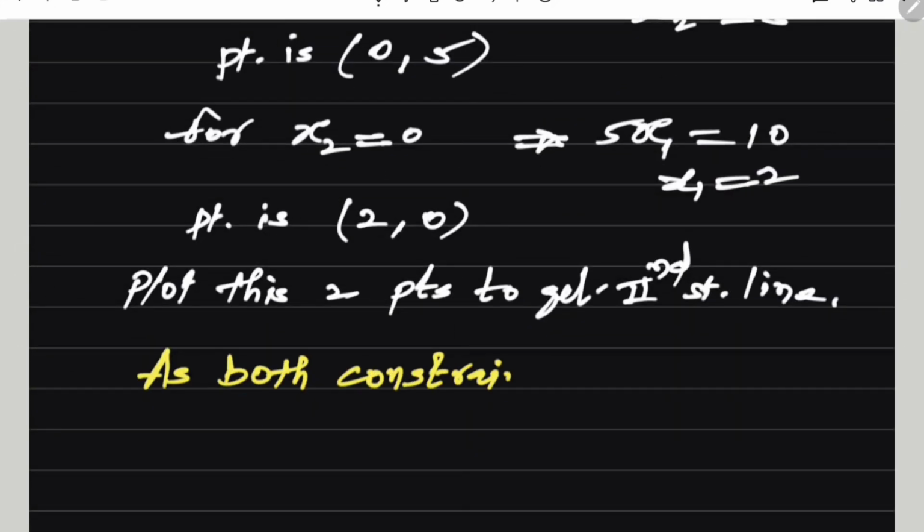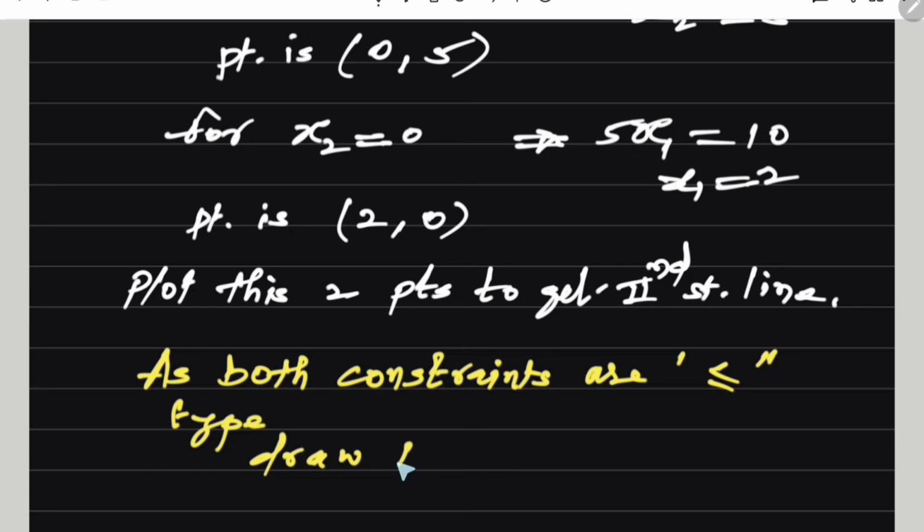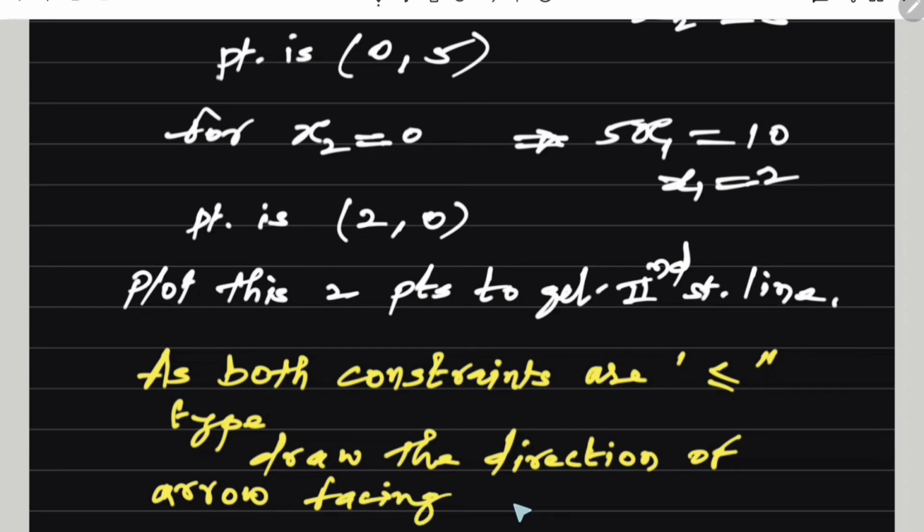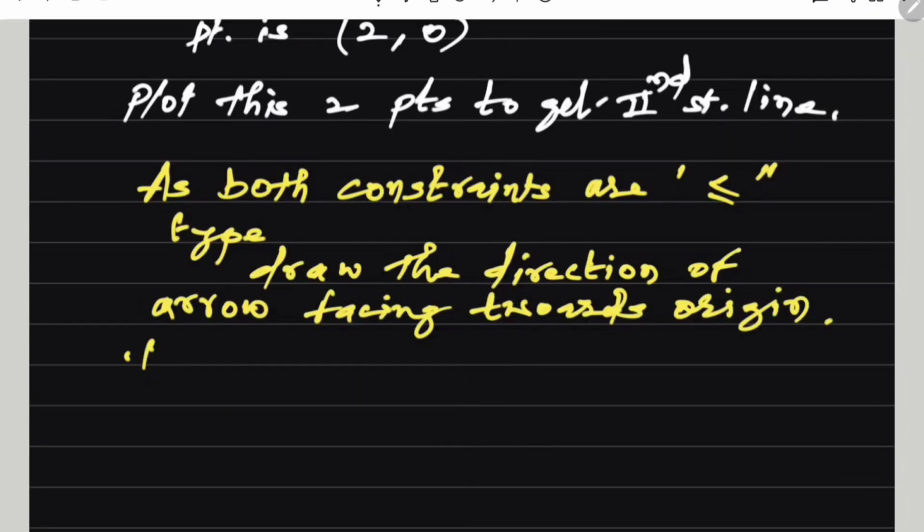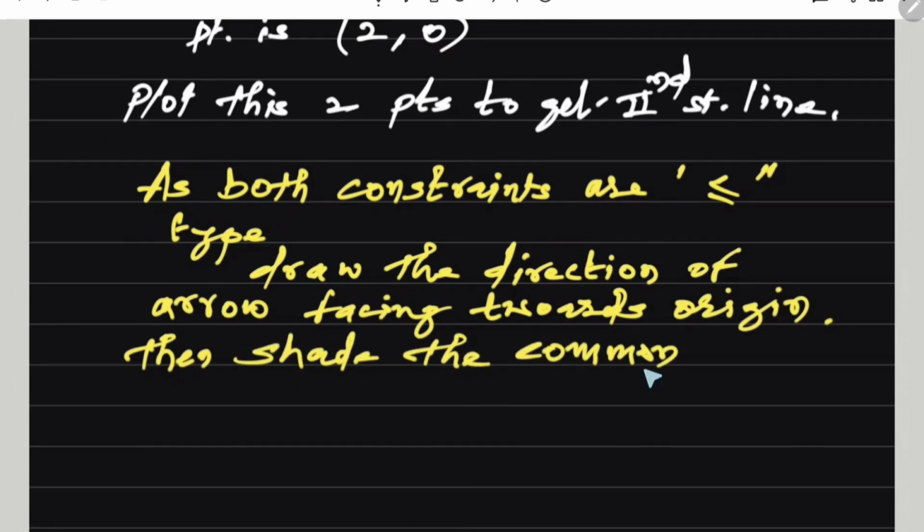And then as both the constraints are less than or equal to type, we have to draw the direction of the arrow facing towards origin. Then shade the common region, and that common region is called as a feasible region. Show that feasible region in the graph.